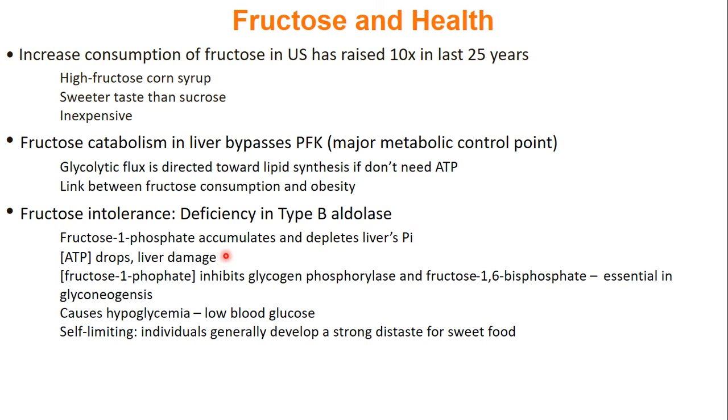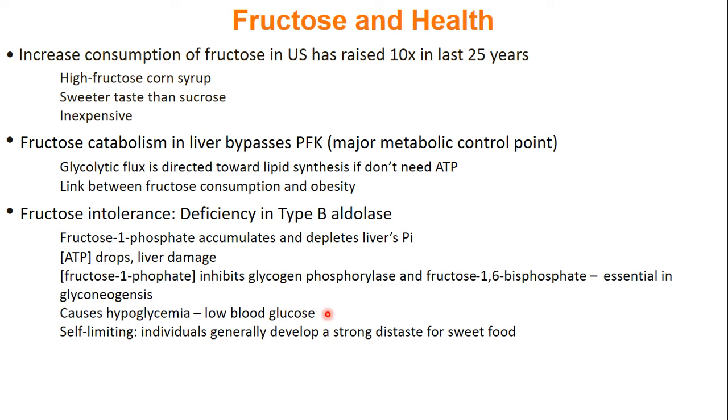The concentration of your ATP in your liver will drop, leading to liver damage. Fructose 1-phosphate also inhibits glycogen phosphorylase and fructose 1,6-bisphosphatase, which are essential in gluconeogenesis, which we'll talk about later on. And eventually, this is going to cause hypoglycemia, or low blood glucose.